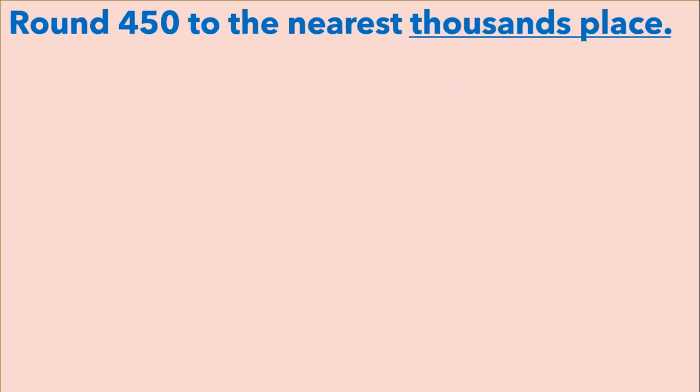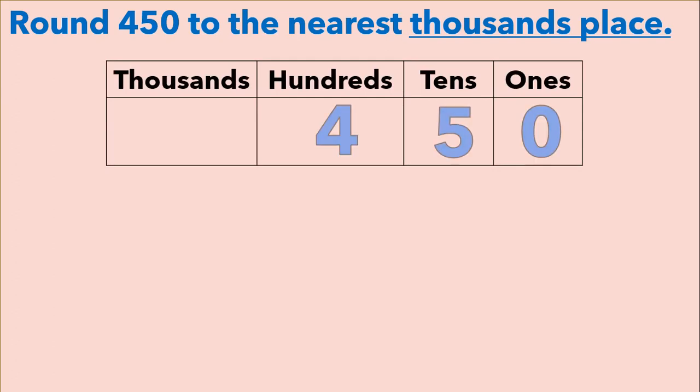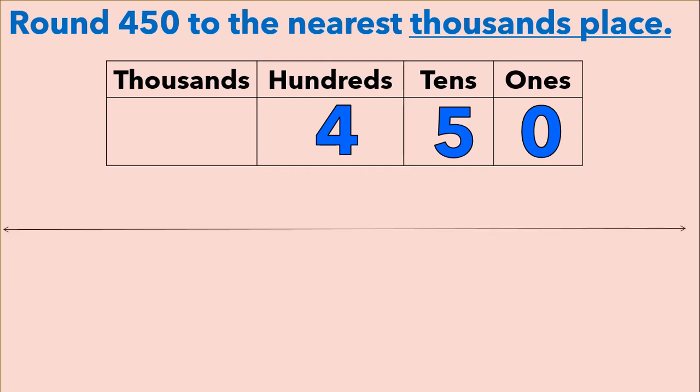Now let's round 450 to the nearest thousands place. We're going to start with our place value chart and insert our digits. We can see that there's 0 thousands, so we're going to start our number line with 0 thousands or 0 ones. One more 1,000 than 0 thousands is 1,000 or 1,000 ones. Now we're going to break our number line up into 10 equal parts. Here, because it's from 0 to 1,000, there's 1,000 numbers, so each part represents 100.